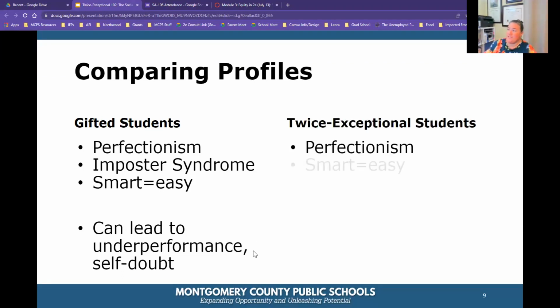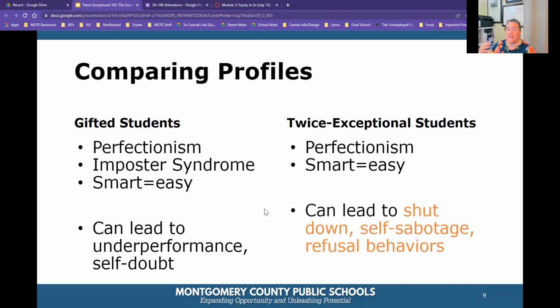For twice exceptional students, we see something similar, but again, we also see this leading to internalizing and externalizing behaviors such as shutting down, self-sabotage, refusal, self-harm can be a part of this. So it's beyond just the underperformance and doubt, and it leads to more active negative behaviors. One thing that we also talk about, especially with twice exceptional students, but really with all gifted students, is the idea of hitting the wall.